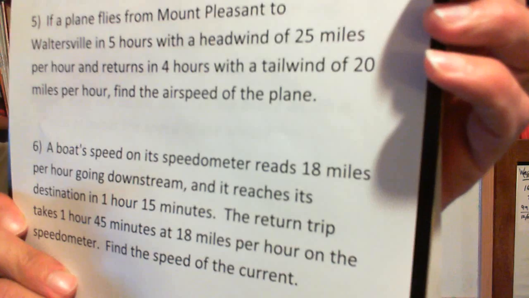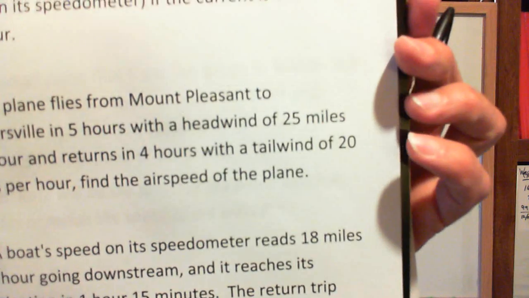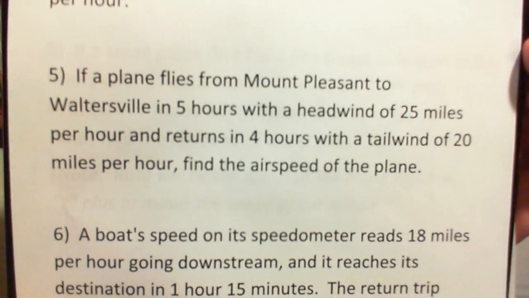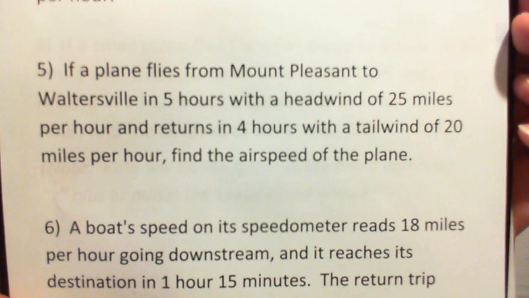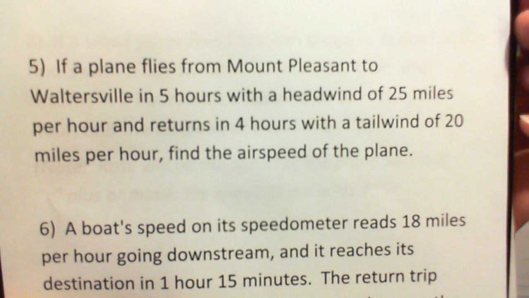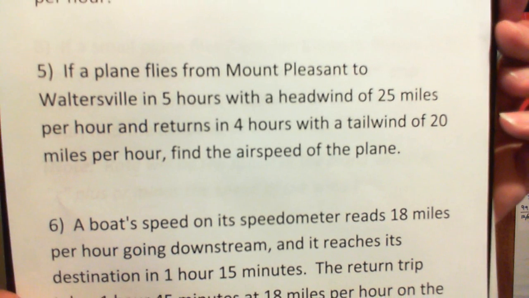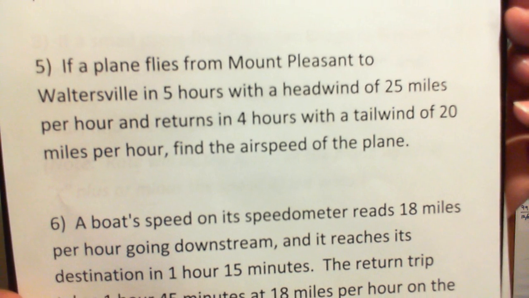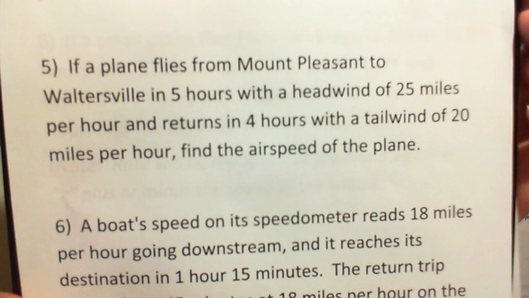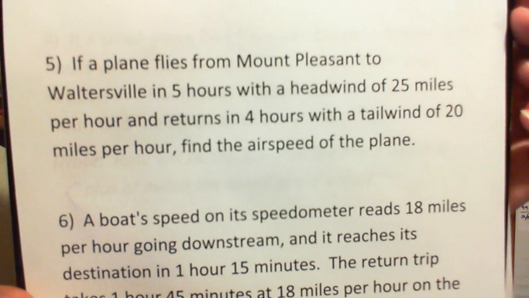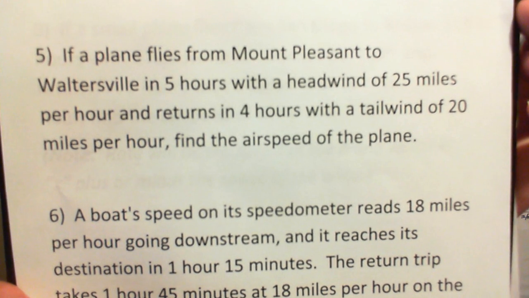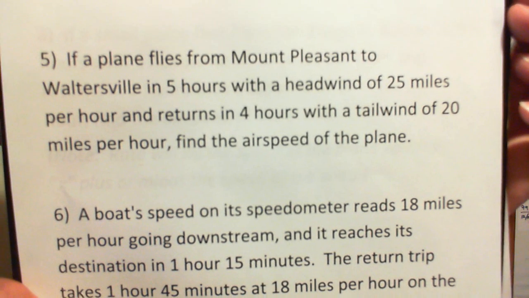Number 5. Sorry, this is a little tricky. If a plane flies from Mount Pleasant to Waltersville in 5 hours with a headwind of 25 miles per hour, returns in 4 hours with a tailwind of 20 miles per hour, find the airspeed of the plane. So they gave us the headwind and the tailwind. The tailwind is 20 miles per hour, the headwind is 25 miles per hour.